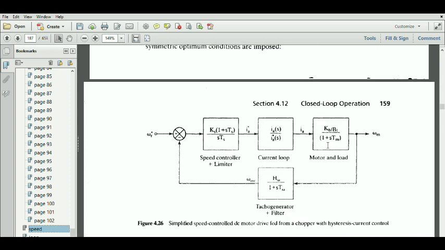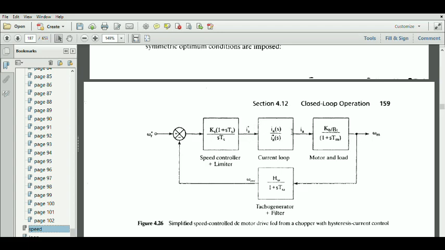Here we can see the same figure that I have already discussed, showing the total system loop. As we have discussed, the current control loop IA divided by IA star is given here. Here the motor and load transfer function is given. In the previous one, we considered the armature transfer function only, that is the motor transfer function. Here we have to consider the motor and load transfer function both. Here this is the speed controller plus limiter, that is Ks into (1 plus sTs) divided by sTs. This is a PI controller with limiter.